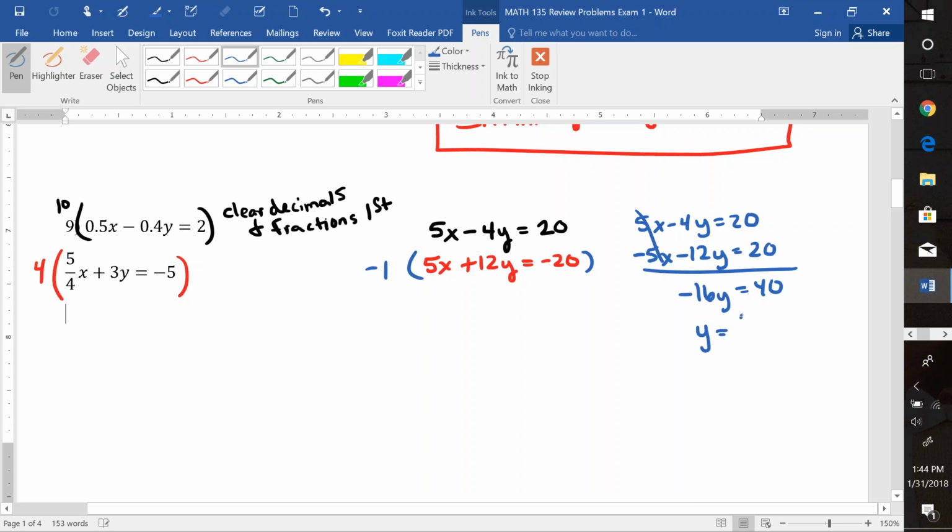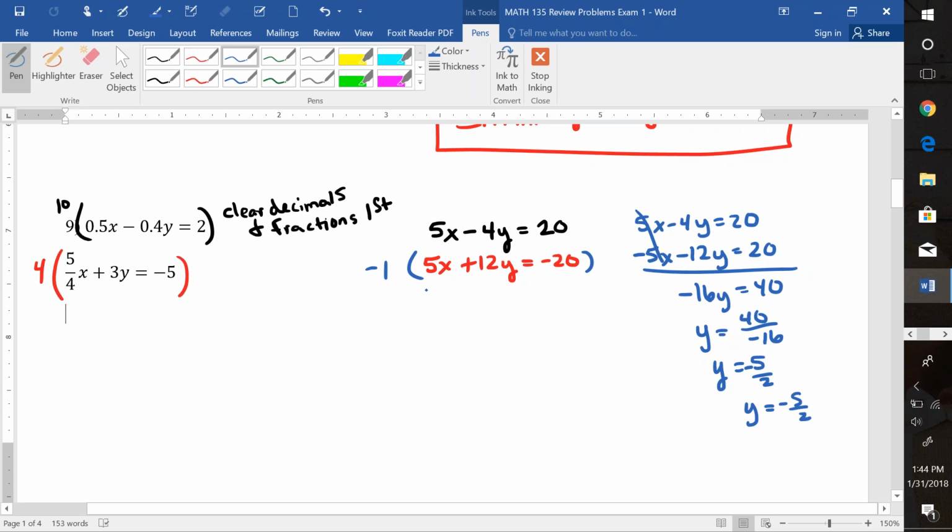Divide both sides by -16. And we do not turn this into a decimal, we just reduce it. So if you can divide both top and bottom by 8, so that would be 5 negative over 2. So my y value is -5/2.